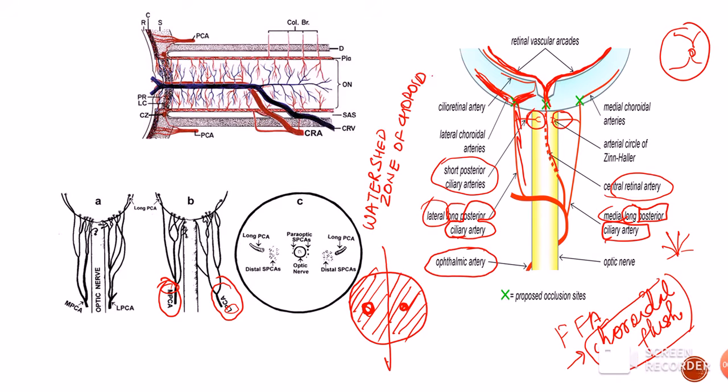Okay, so the same thing is being shown over here. This is a long posterior ciliary artery, and then we have the short posterior ciliary arteries, which are actually supplying the optic disc by forming the arterial circle of Zinn and Haller. So all this is there in detail in the blood supply of the optic nerve.